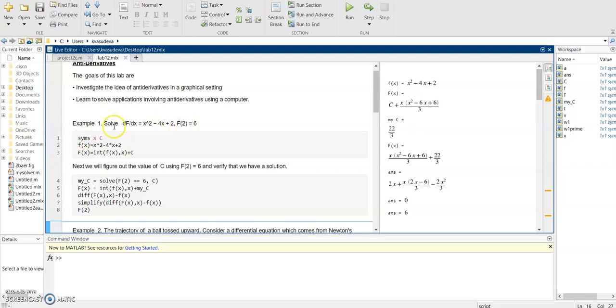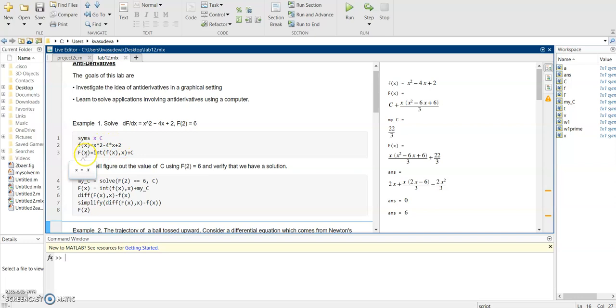All right. Now define two variables. One is x and the other is c, where c is the constant of integration. You will know why we need that at the end. And my function, little f of x, is x squared minus 4 times x plus 2. All right, that's little f of x.